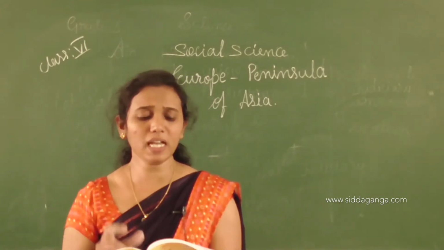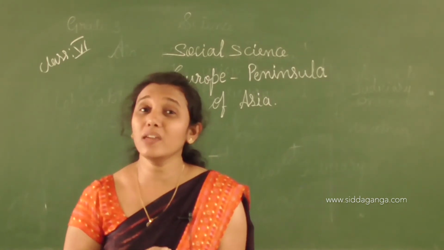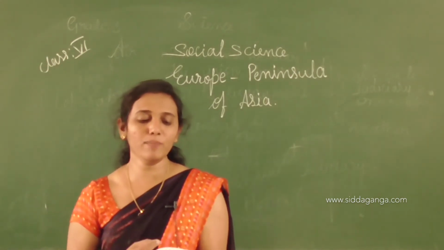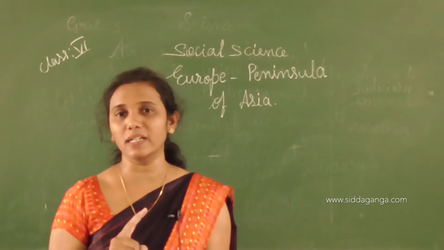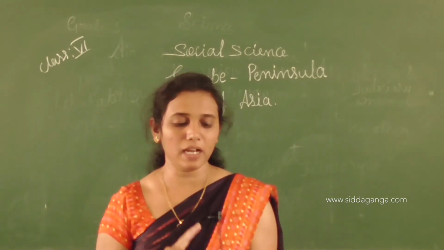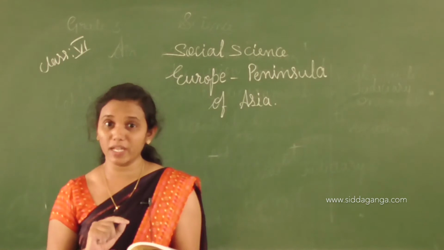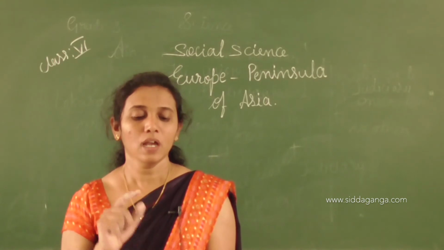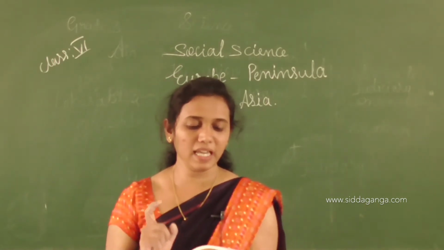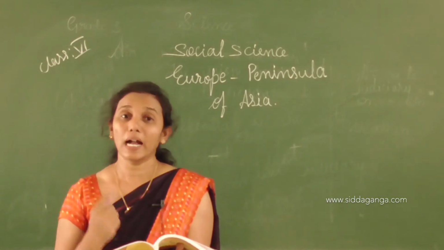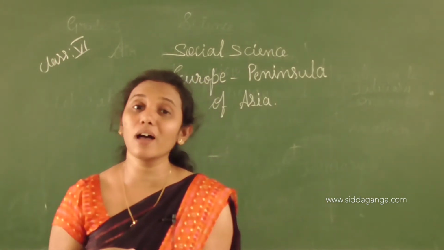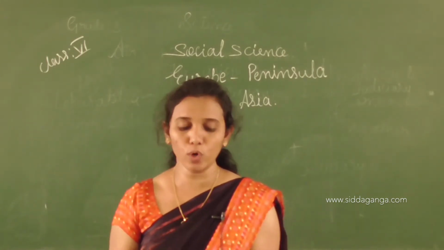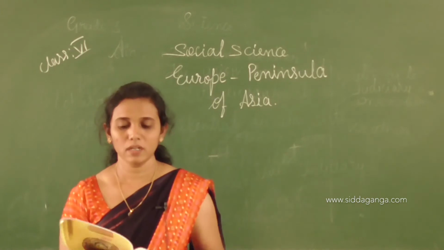Now we talk about the physical setting of Europe continent. Europe is a peninsula of Asia. Water bodies surrounded Europe on 3 sides. Understood children why we call Europe a peninsula? To the north is the Barents Sea. To the west is the Atlantic Ocean and to the south is the Mediterranean Sea. It means water bodies surrounded Europe on 3 sides.